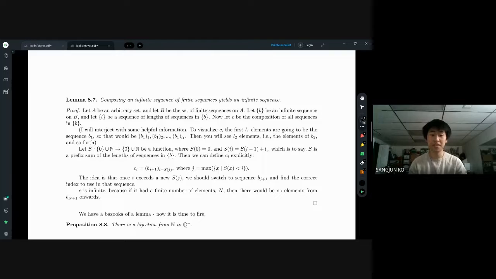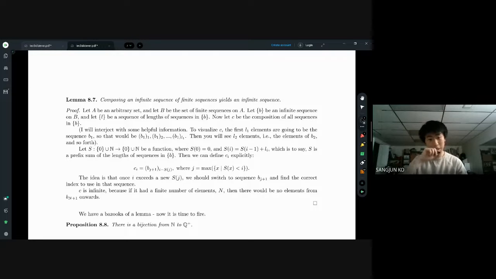and L2 sequence, and so forth. We're going to write S, for sequence, as a function going from 0 union n to 0 union n, where S of 0 is equal to 0, and S of I is equal to S of I minus 1 plus Li. This is basically going to be the indices of our new composed sequence. S is a prefix sum of the lengths of sequences in B.